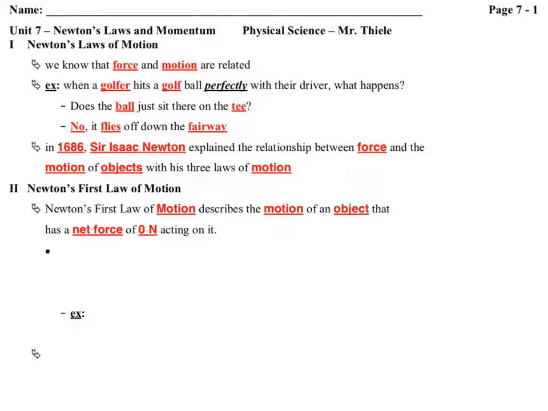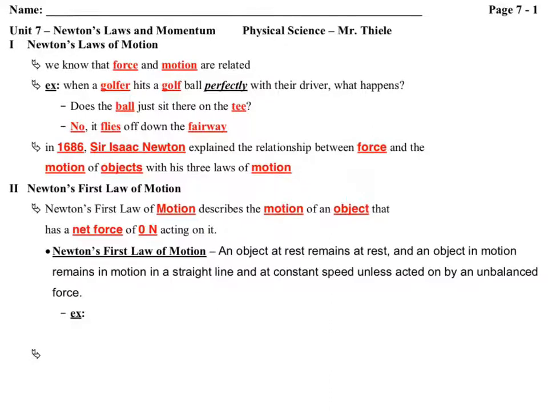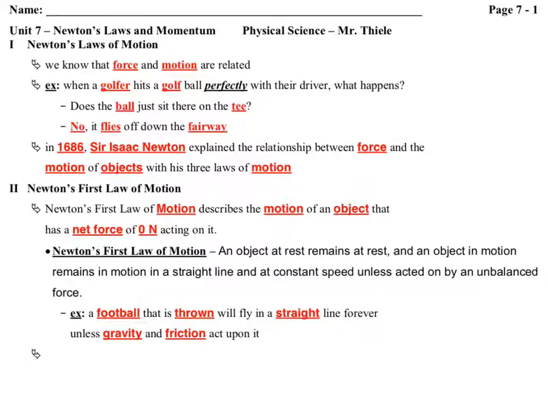So which law states that an object at rest remains at rest and an object in motion remains in motion in a straight line and at a constant speed unless acted on by an unbalanced force? And the answer is Newton's first law of motion. So another example, like the golf ball example, if you throw a football, if there are no other forces such as gravity or friction acting on the football, what will happen? And the answer is the football will fly off in a straight line forever at a constant velocity.